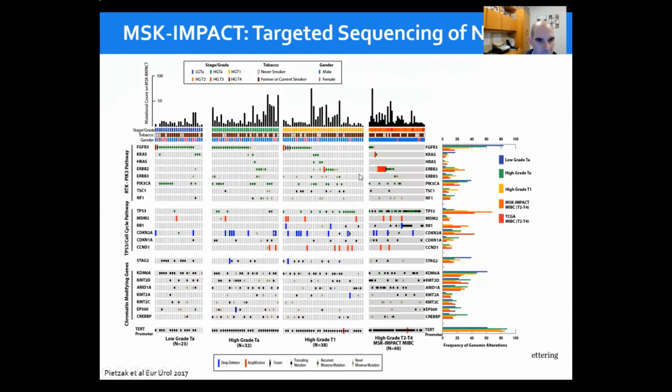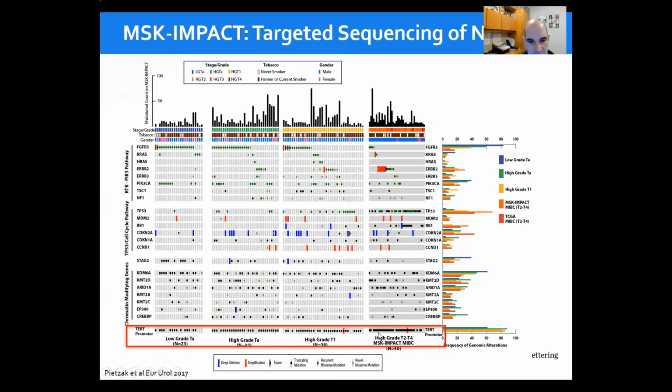The other one is a paper from our group at MSK, which used targeted exome sequencing of non-muscle invasive patients to display the genomic landscape of non-muscle invasive disease. And this is the relevant oncoprint, which I'll walk you through as we go through the details. This particular oncoprint includes low-grade TA tumors, high-grade TA, high-grade T1, as well as some muscle invasive tumors just for comparison purposes.